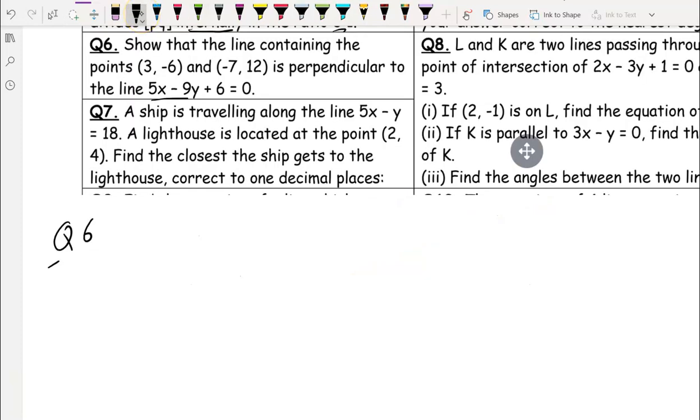Question 6. Show that the line containing the points (3, -6) and (-7, 12) is perpendicular to the line 5x minus 9y plus 6. Our keyword here is perpendicular. That tells me straight away I need to look at the slopes. So I need to find the slope between these two points, and after that I need to find the slope of the other line and conclude that they are indeed perpendicular.